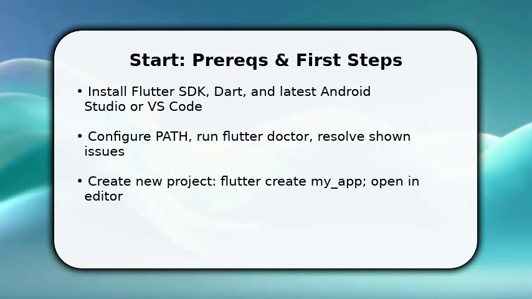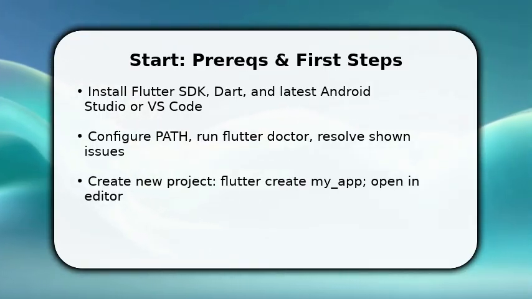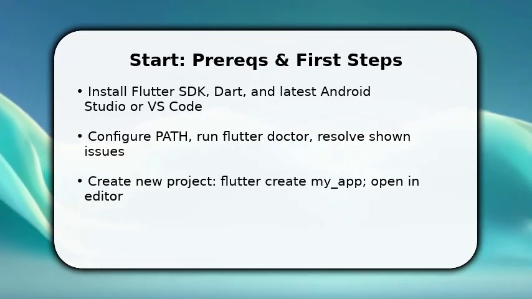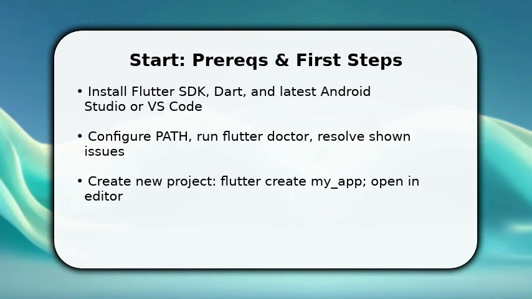Make a new app with flutter create my_app, and open it in your editor. You'll now have a working template to modify. This matters because starting from a known good baseline saves debugging time later. Make sure to connect an emulator or device before writing UI code.